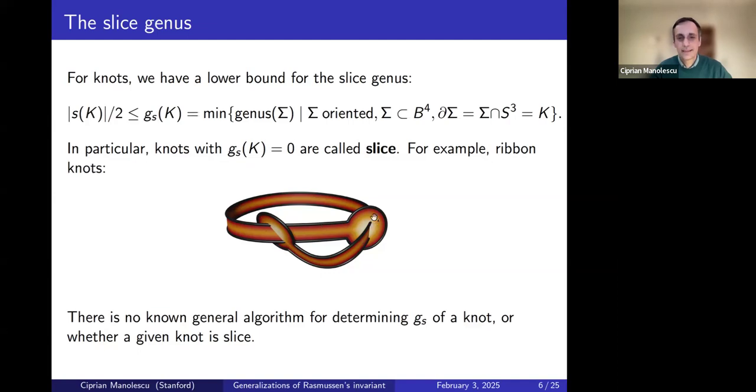Here's an example of a slice knot, a ribbon knot. If it bounds this disk, you can look at the color as being the 4th dimension, and you get an embedded disk in 4 dimensions. So this is a slice knot. Slice knots have slice genus equal to 0, and therefore they need to have s equals 0. So if you find a knot for which s is not 0, then you know it's not slice. This is an important problem. There's no known general algorithm for determining the slice genus or whether or not a given knot is slice. So we don't even know if this problem is decidable. But we get some information from s.